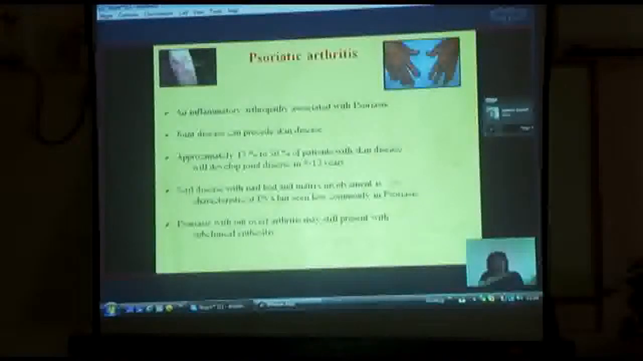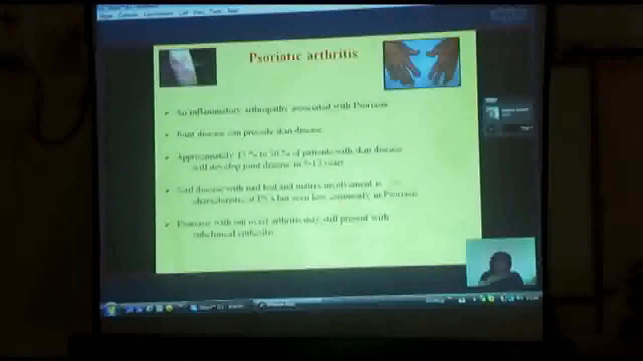Psoriatic arthritis, which you are very familiar with, is an inflammatory arthropathy associated with psoriasis. The joint disease can precede skin disease here. Approximately 13 to 30% of patients with skin disease will develop joint disease in 5 to 12 years. Nail bed and matrix involvement is characteristic of psoriatic arthritis and seen less commonly in patients without overt arthritis.